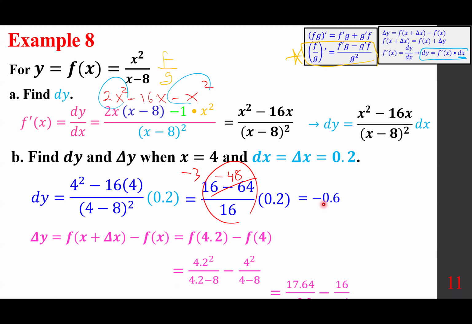So you plug in, you get numerator 17.64 over negative 3.8 minus numerator 16 over negative 4, and the result is negative 0.6421. Again, the two values, as expected, are pretty close.